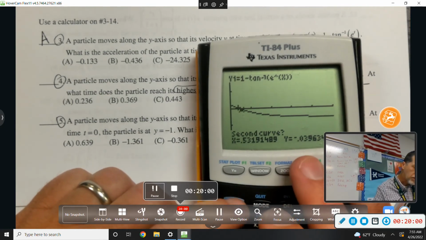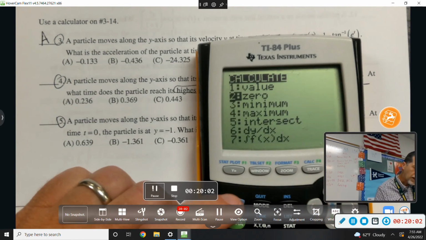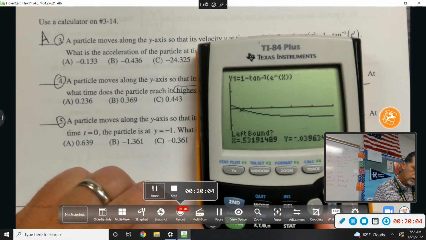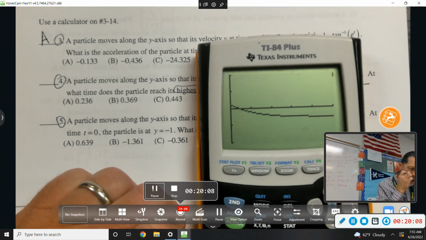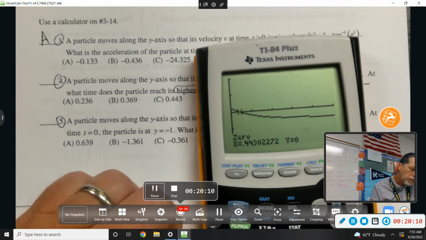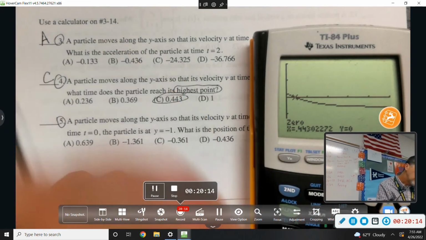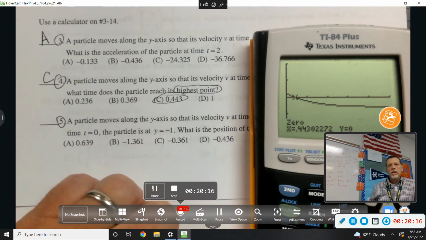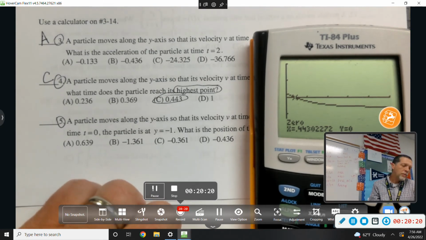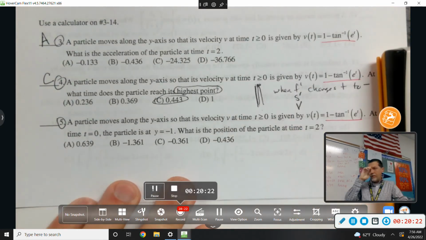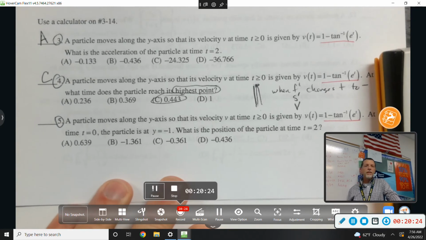Oops, what did I do wrong here? I need a 0. I think I hit something else. Left bound, right bound, enter. T equals 0.443. Again, no justification is required for multiple choice, but the idea is that's when velocity changes.